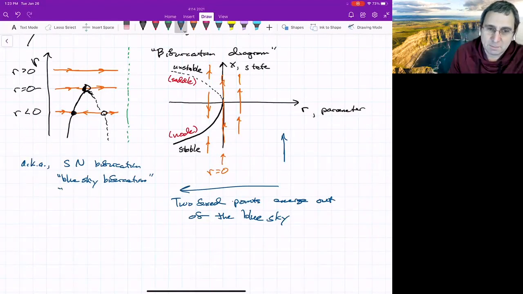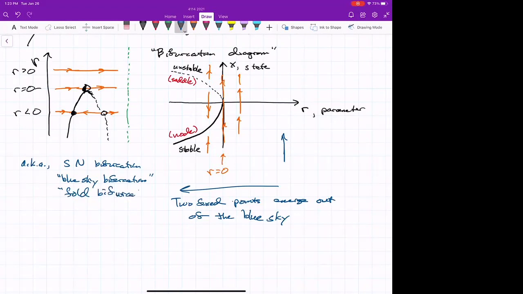And that's the main name that people would use now. There's blue sky. There's also fold bifurcation. There's a question? Yeah, I have a question. So if this is like some kind of physical system, the state would have to follow the stable line, or is that not necessarily true?